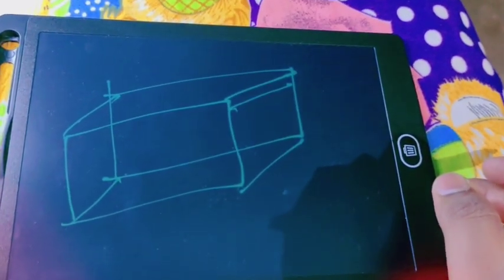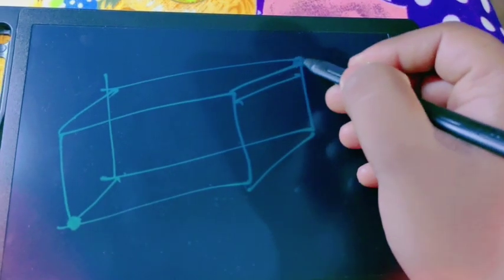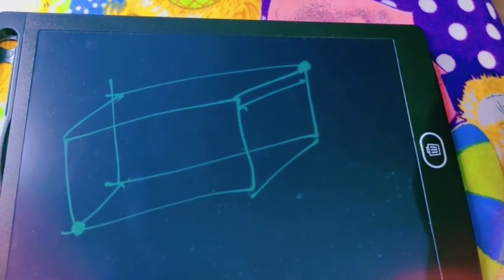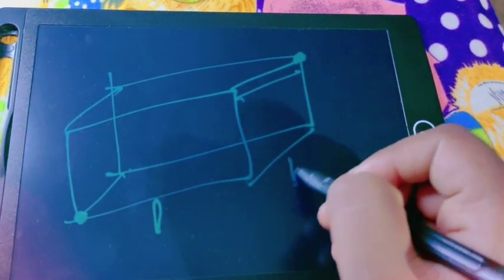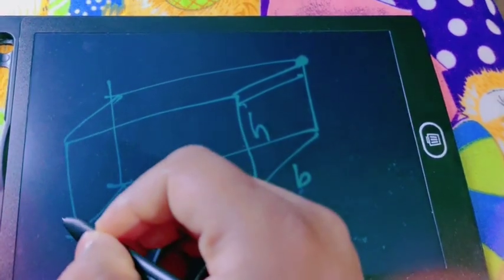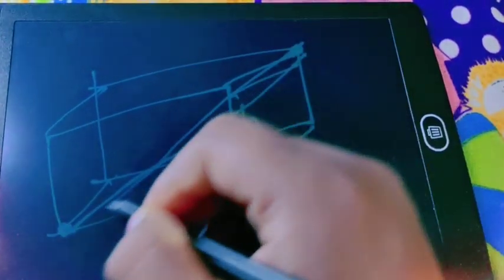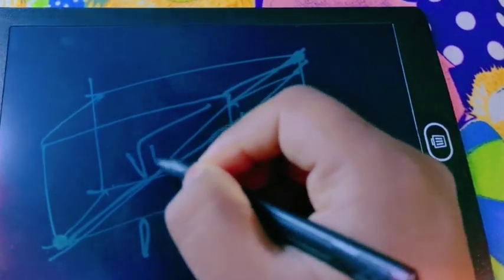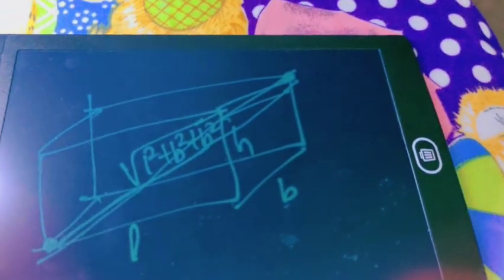Another kind of question which is very tricky that they ask is, what is the length of the longest rod that can be put inside this cuboid? So the answer will be the diagonal of the cuboid, which is root of L square plus B square plus H square.